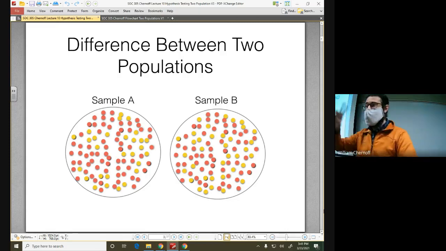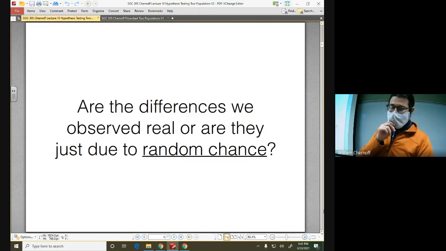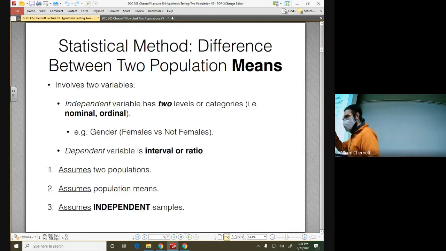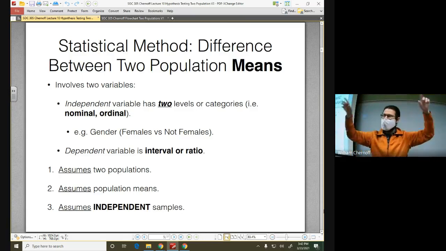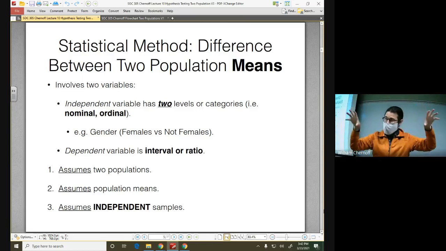Okay, so we have two methods for doing this. So we have our first method, which is this claim about two population means method. So really in this lecture, we have two methods: comparing two groups, two population means, and then later on in the lecture, we're going to have two groups, two population proportions.